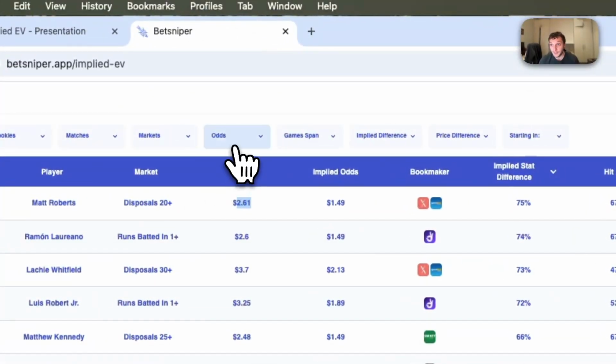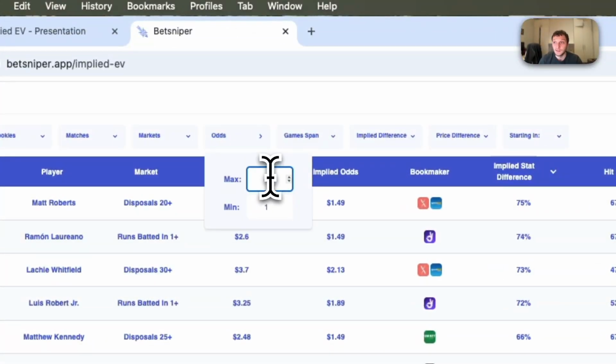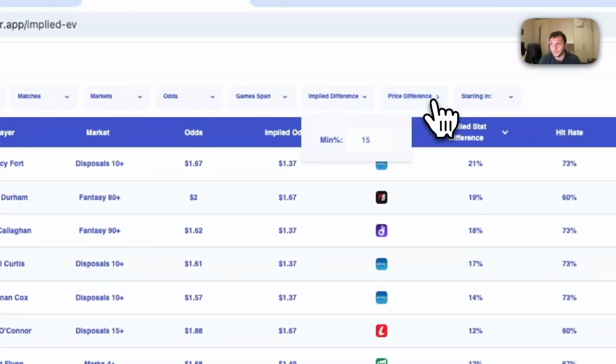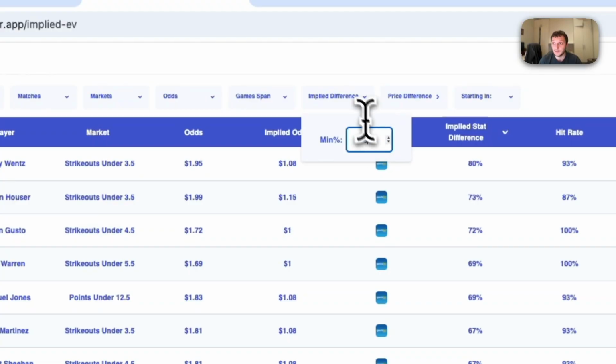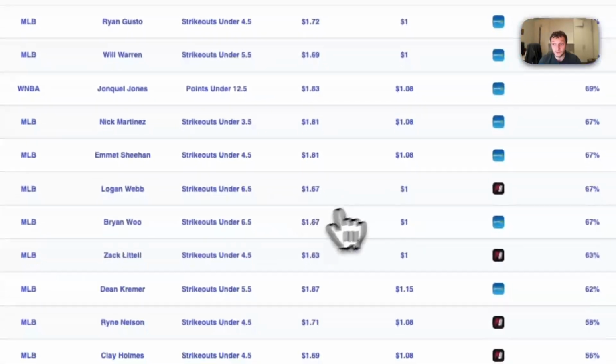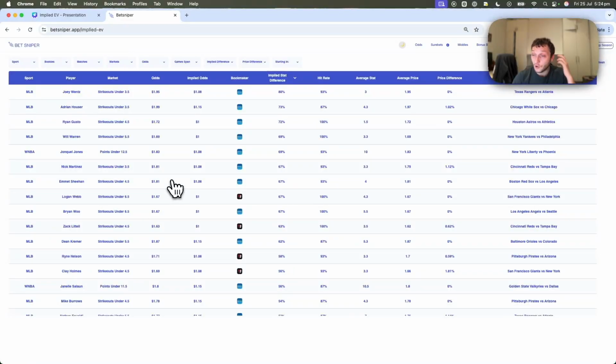So what I do on this page is I would probably filter the odds for a maximum of 2, and then I'll put this price difference back down to 0, and then essentially I want to use these odds as good odds to include in a potential same game multi.